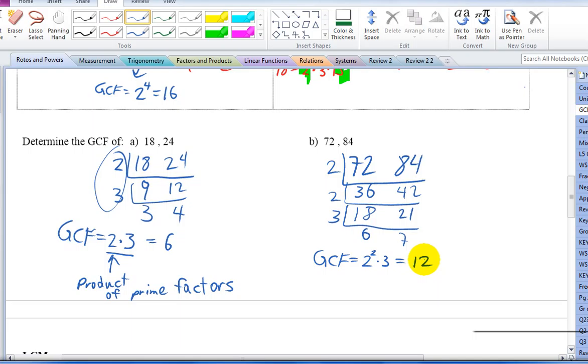For B, how many people got 12? Hands up. Good. Okay. Now again, I make mistakes all over the place, so if I make a mistake, let me know. I sometimes get wrong answers, as many of you know that have had me before. So don't hesitate to call it out. Yeah, question?